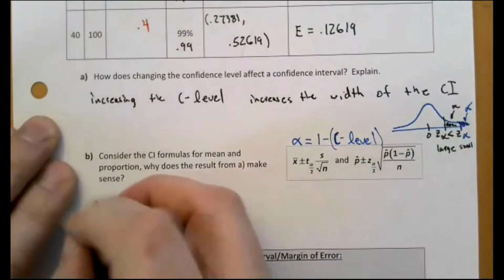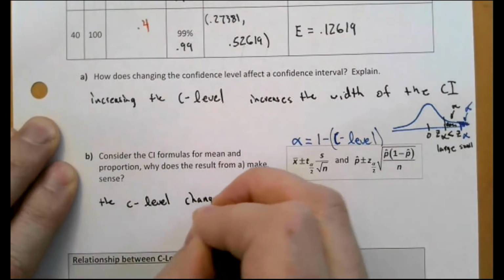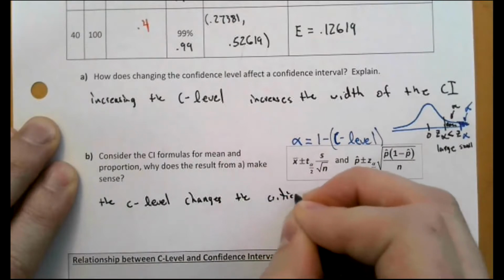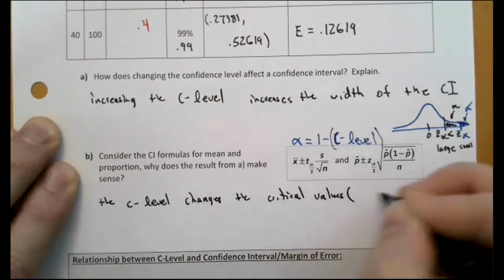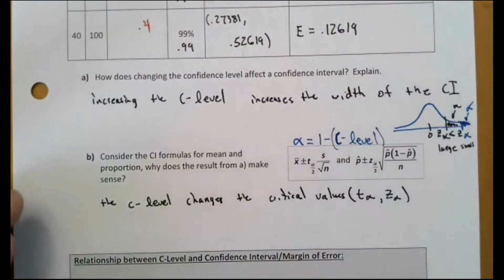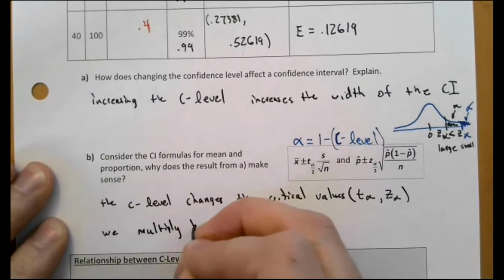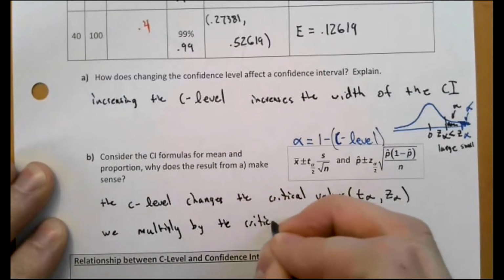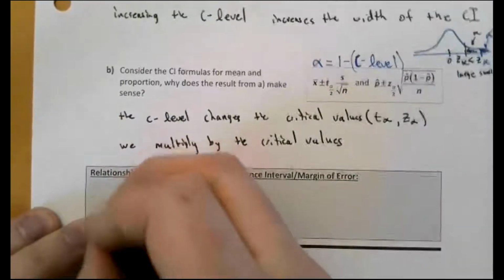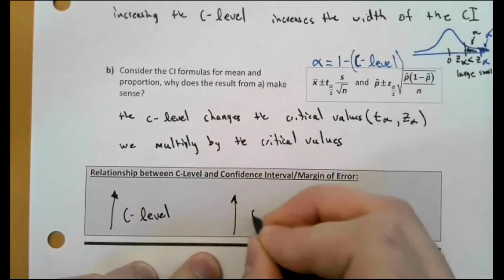So why does this make sense? The C level changes the critical values, so that's T alpha or Z alpha, depending upon which one we're working with. And we multiply by the critical values. If that's really confusing, don't fret. It's essentially this: increasing the C level increases the confidence interval.